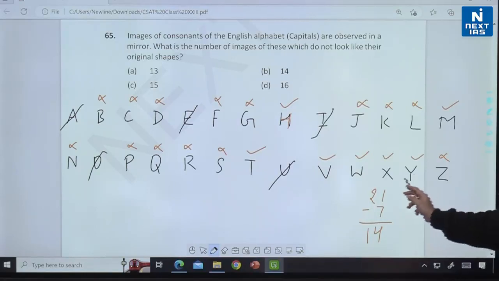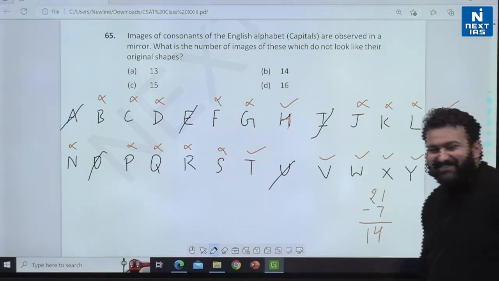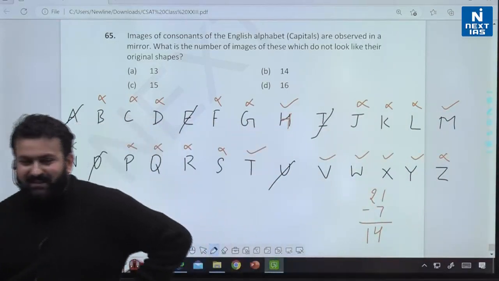So this is the most common error. Y is one of the most common errors. Yes, Q also. Y and then Q, these are the two common errors.